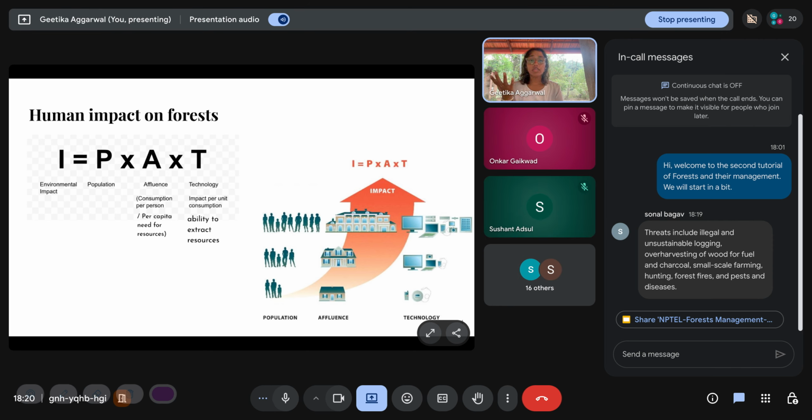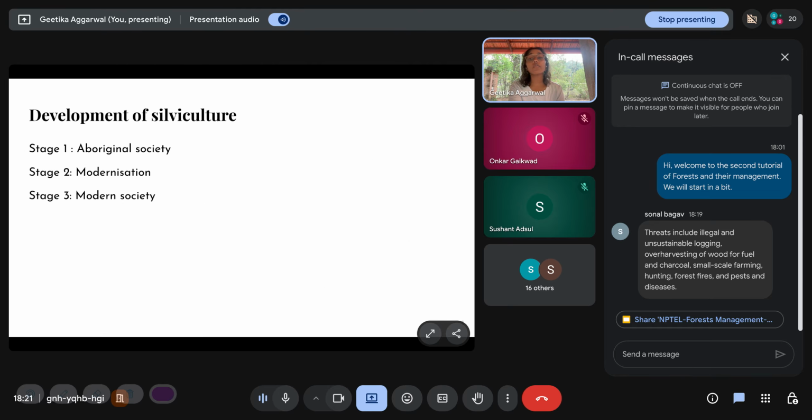So anyway, what we were discussing was, as any of these factors increases, if the population size increases, consequently the need for resources will increase. And eventually, if the population is increasing, the technology will increase in that area because people will find ways to extract resources in a better manner, and that is going to lead to an increase in the impact that we have on the forests.